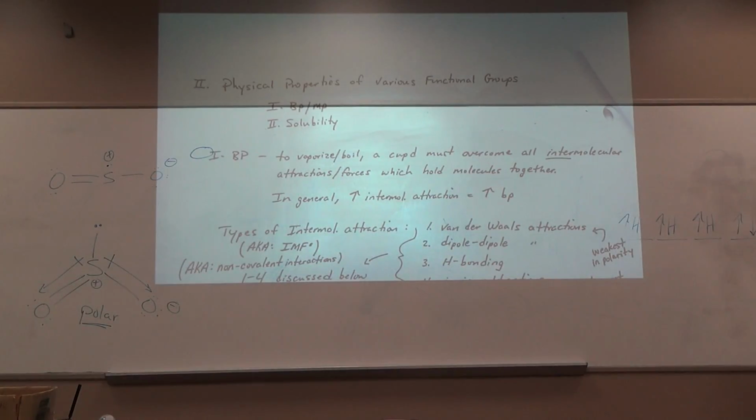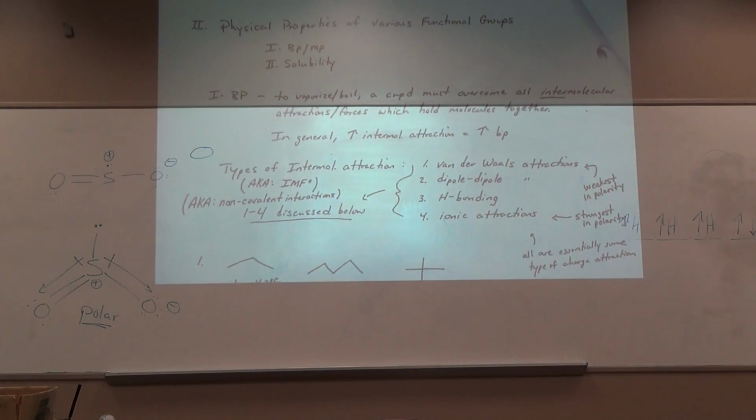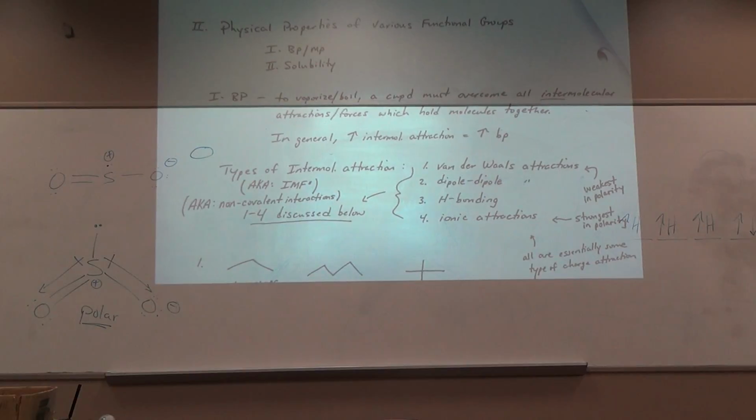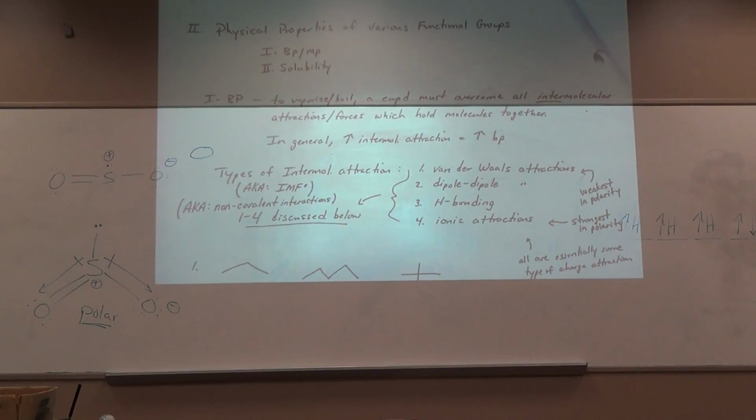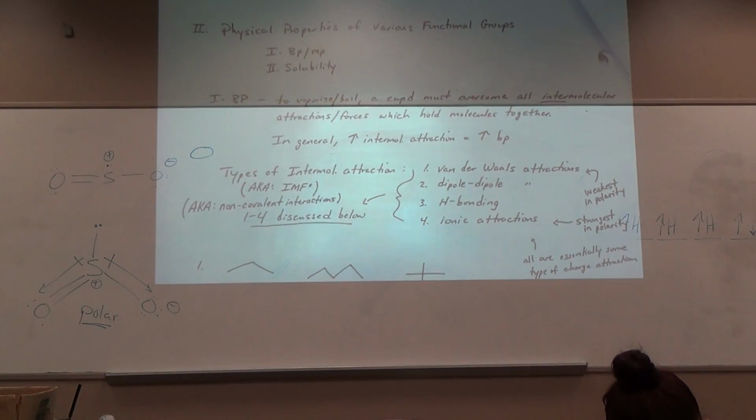The strength of those. The first type is going to be van der Waals attraction, also known maybe as London dispersion forces, London forces, that type of thing. I pretty much group it all together. I call it van der Waals attractions.